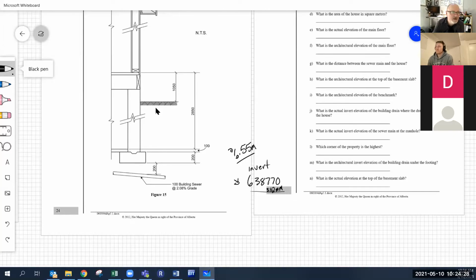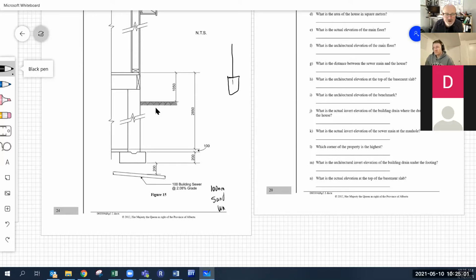Okay, here we are. The next question says, if you have to put some dirt on there or 100 mils of sand under the building drain, how deep do you have to dig the ditch at the house? So you have your shovel. How deep do you have to dig to put 100 mils of sand under your pipe? Put your answer in the chat.